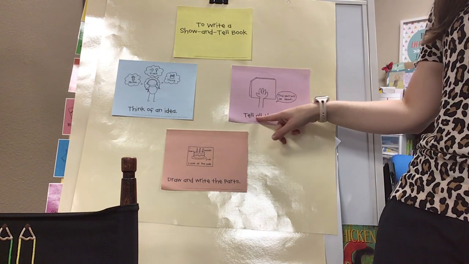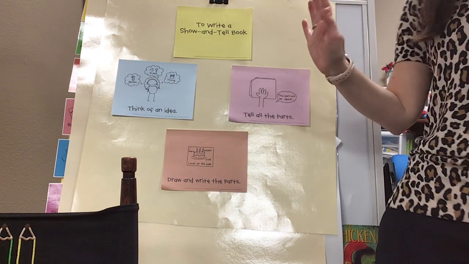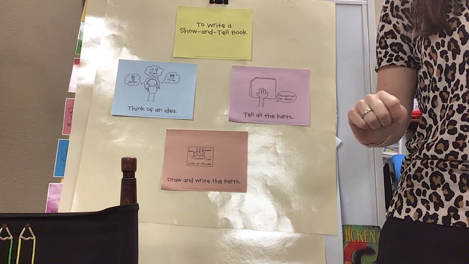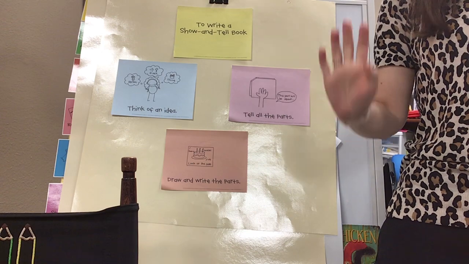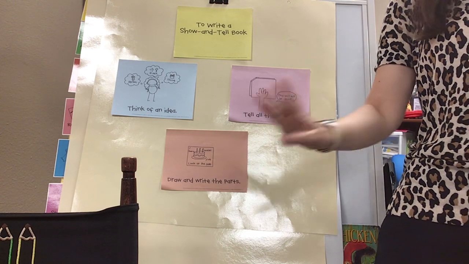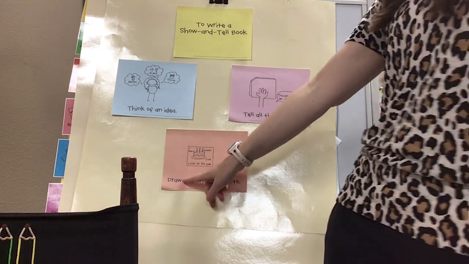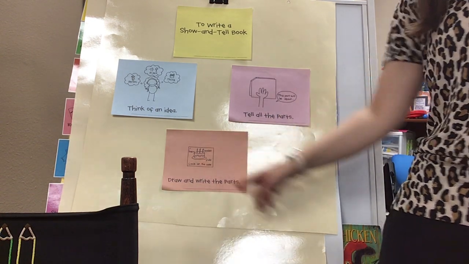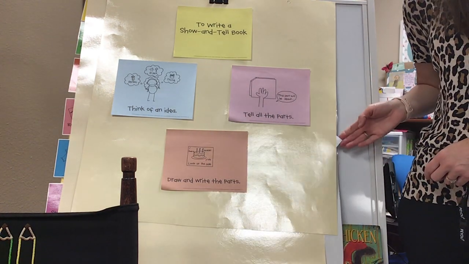And we're going to tell about all the parts. So that's what we worked on last week, having a page for every part of that place. So a page for each idea or each sentence. And then we're drawing and writing about the parts. So we talked about having labels and writing sentences. Well, here is the new part.